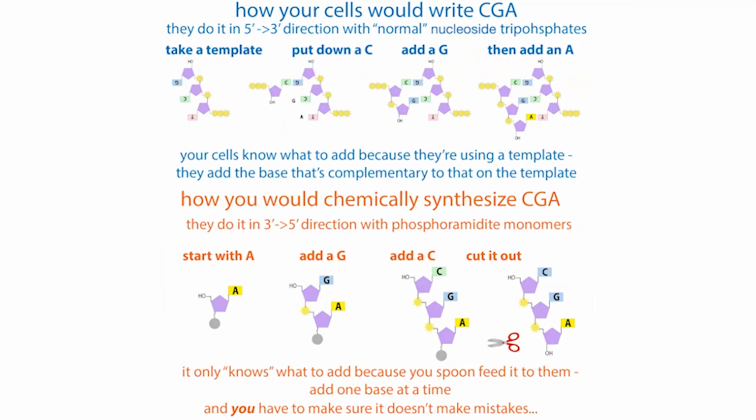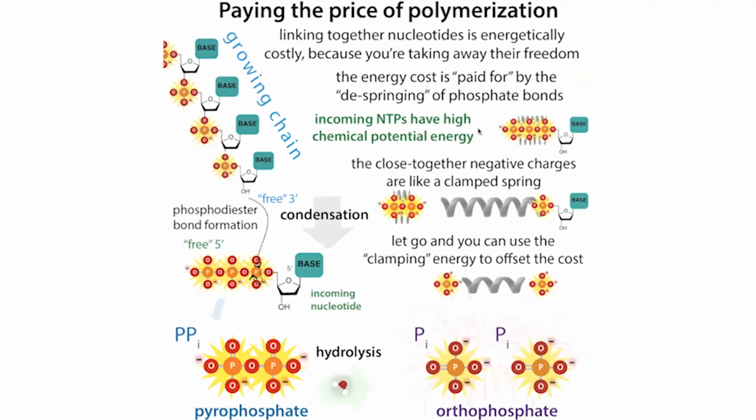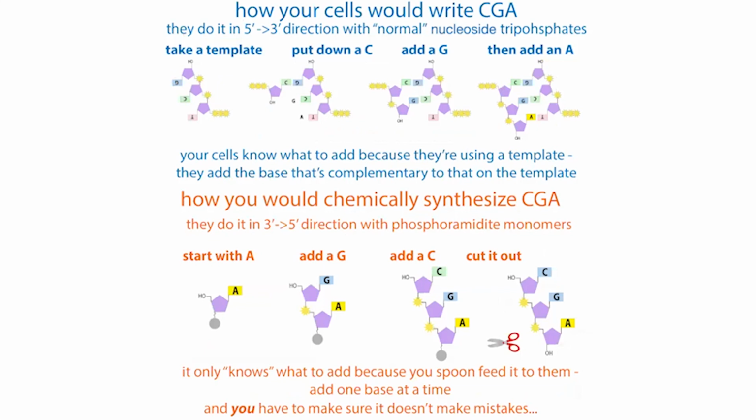The 5' refers to having this free 5' triphosphate group, and the 3' end refers to having this free 3' OH. Those two groups are then going to join together with the release of these phosphate groups to provide energy. This is how your cells would write CGA, or how that DNA polymerase in the test tube would do it. And again, that's based on a template, and it's going 5' to 3'.